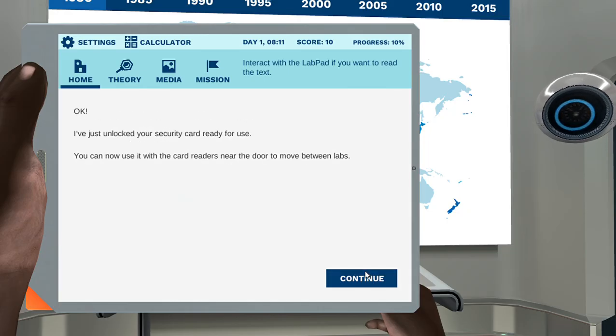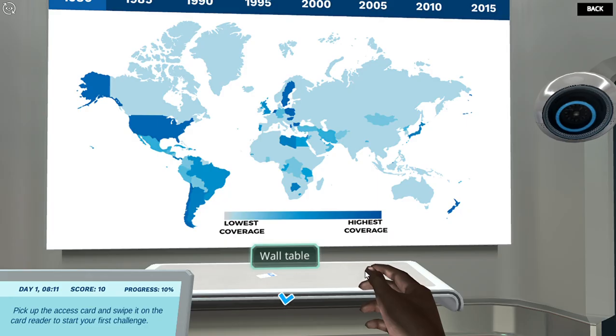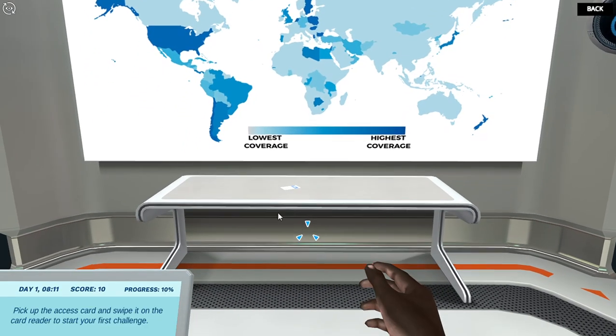Okay, I've just unlocked your security card ready for use. You can now use it with the card readers near the door to move between labs. Pick up the access card and swipe it on the card reader to start your first challenge.